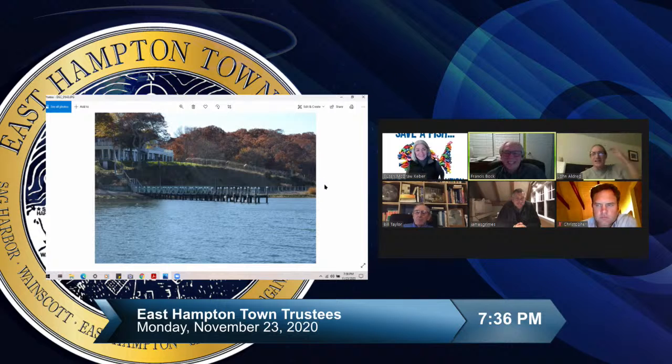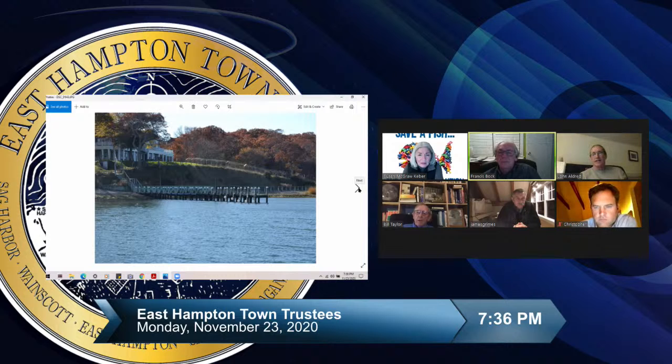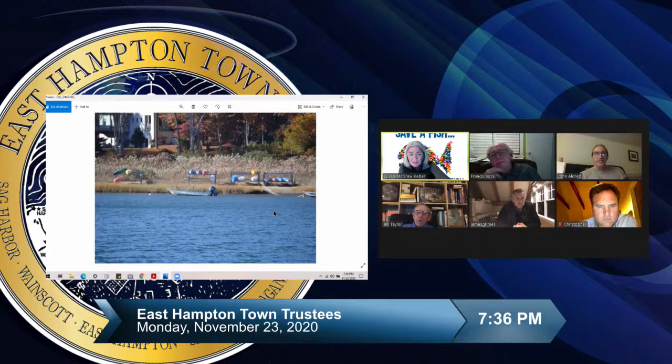This is the Duke dock. One of the first things I came across as a trustee was an application for a sort of restoration of the Duke dock, which just went away. And this is the Duke dock now. So I have a feeling it's done on this dock without a permit.